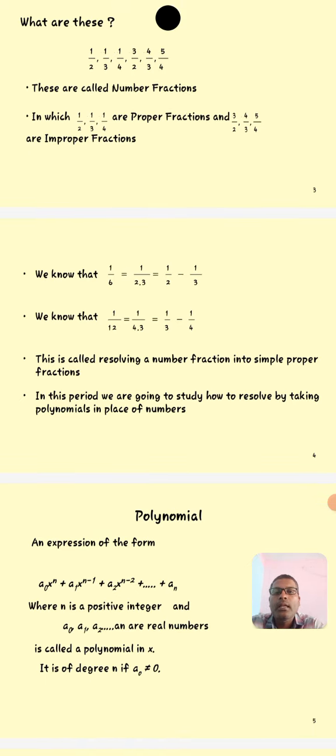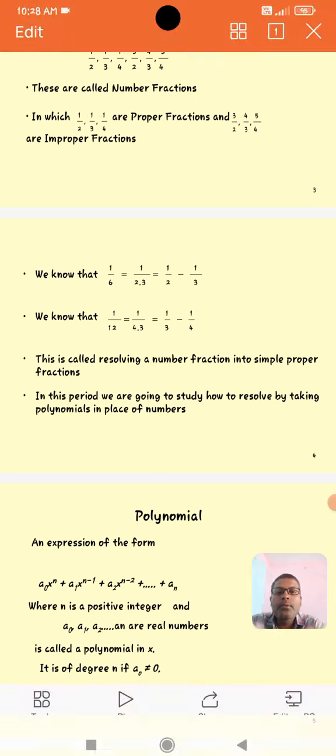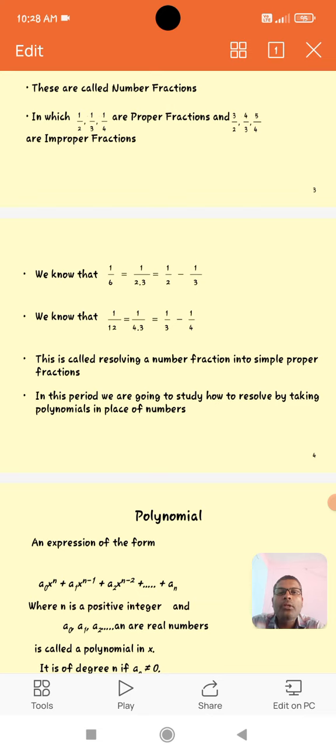Just remember that. Here we know 1 by 6. How to write this? 1 by 6 is equal to 1 by 2 into 3, and 2 into 3 is equal to 6. Then we write 1 by 2 minus 1 by 3. In the same way, 1 by 12 is equal to 1 by 4 into 3, and here we also write 1 by 3 minus 1 by 4. This is called resolving a number fraction into simple proper fractions. You observe that 1 by 3 minus 1 by 4, when we do the LCM, gives 1 by 12.